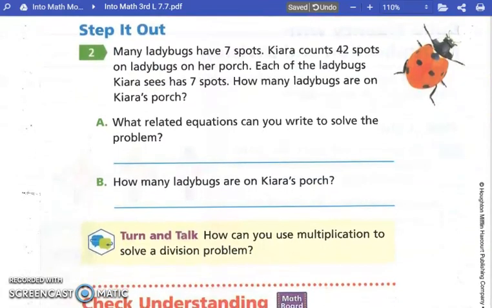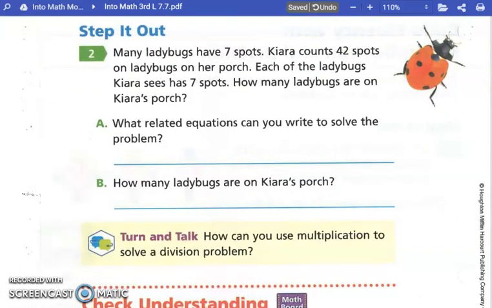Here's another step it out. It says, many ladybugs have 7 spots. Sierra counts 42 spots on ladybugs on her porch. Each of the ladybugs Kiara sees has 7 spots. How many ladybugs are on Kiara's porch? Write related equations. What related equations can you write to solve this problem?